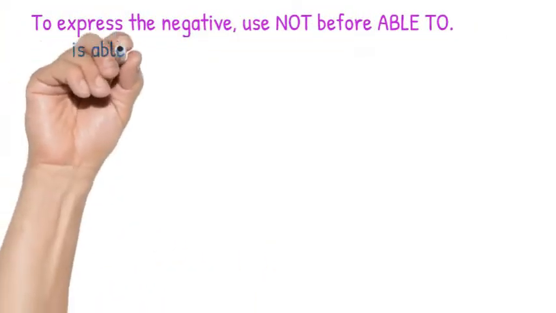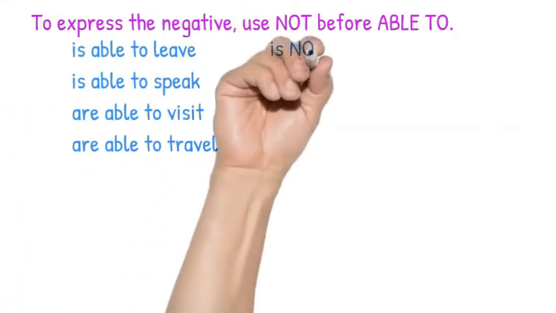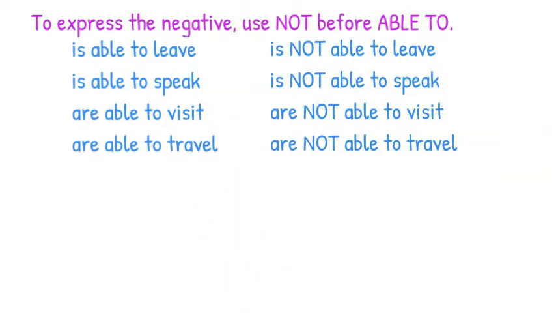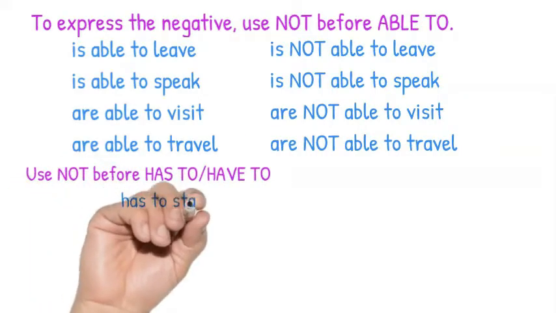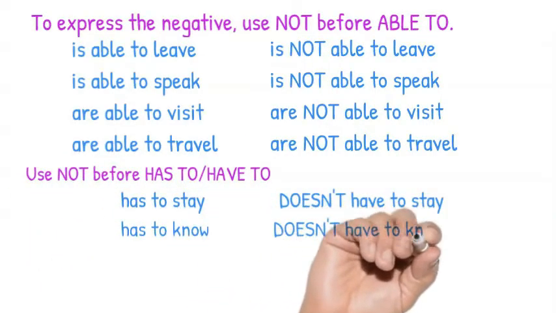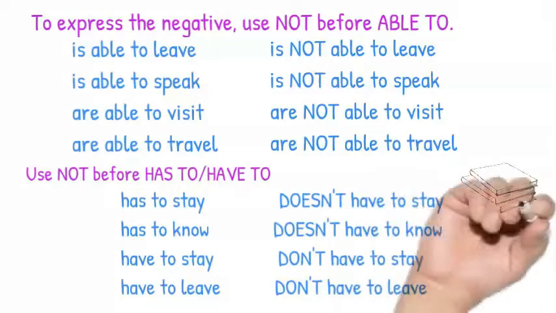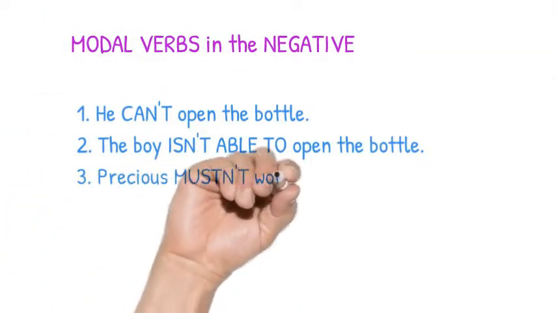To express the negative, you use not before able to. Is not able to leave, is not able to speak, or not able to smoke. You also use not before has to and have to. Don't have to stay, doesn't have to stay. These are now the examples of modal verbs in the negative.